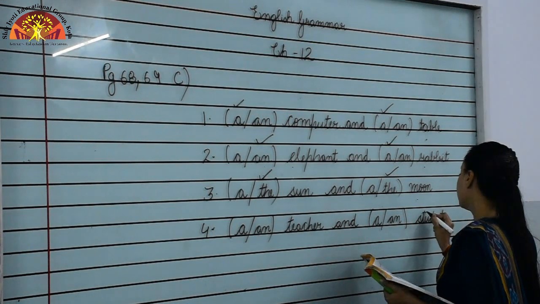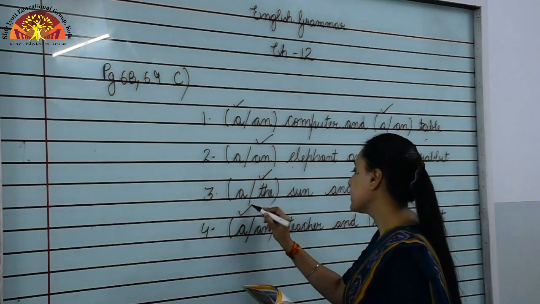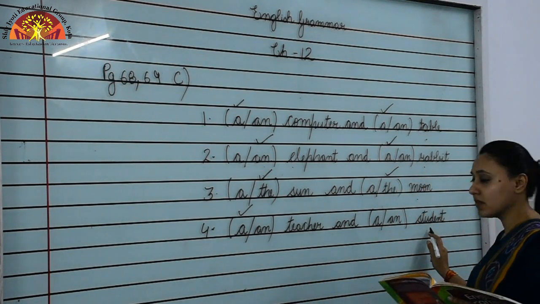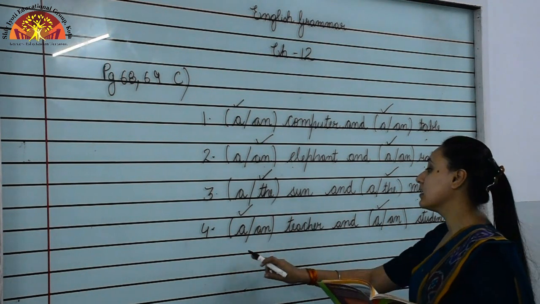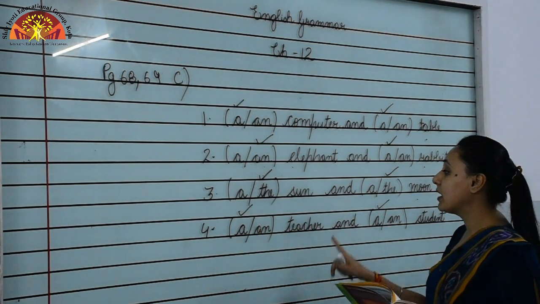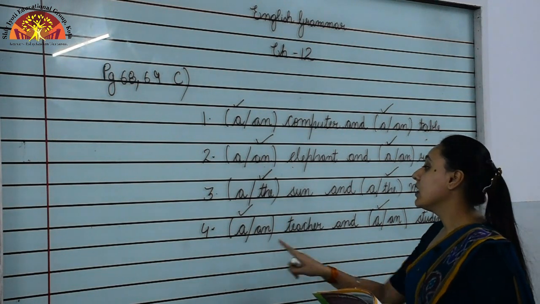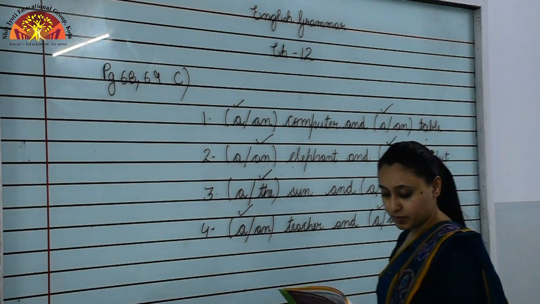Okay. So teacher is a consonant sound word, so we will choose a here, and student is also a consonant sound word, so we will also choose a here. So the sentence is a teacher and a student. Here we are talking about one thing, a singular noun, a teacher and a student. Okay children, I hope this is clear to you.